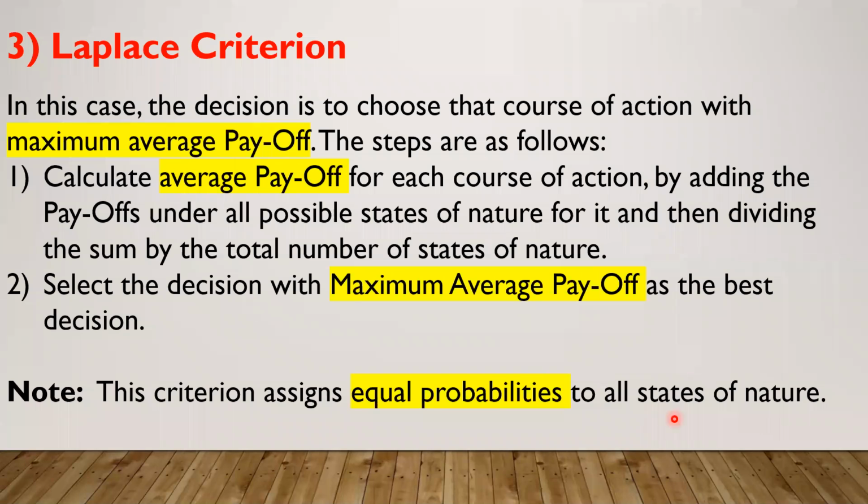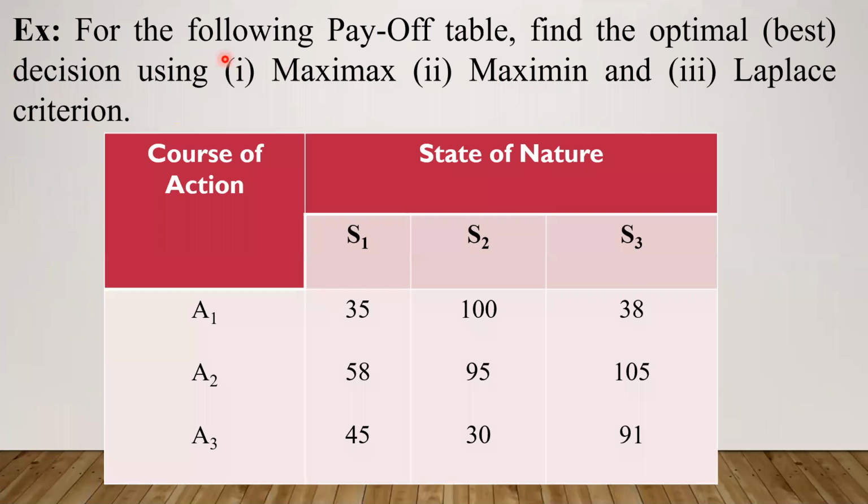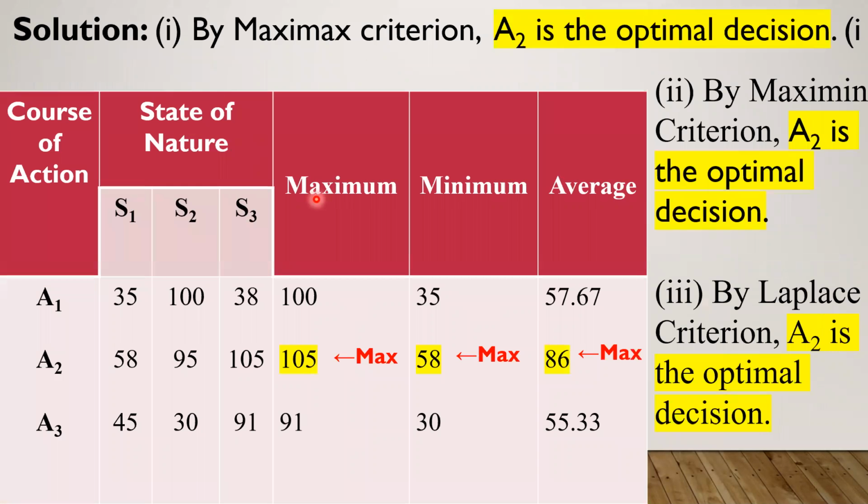So Maximax shows the optimistic approach, Maximin shows the pessimistic approach, and in Laplace, neither maximum nor minimum, neither optimistic approach nor pessimistic approach. The decision maker straight away takes the average and selects the maximum average out of those averages. Then we solved these problems yesterday. This type of payoff table was given to you, and you have to find the best course of action by using these three criteria: Maximax, Maximin, and Laplace. So this I have already taken yesterday.